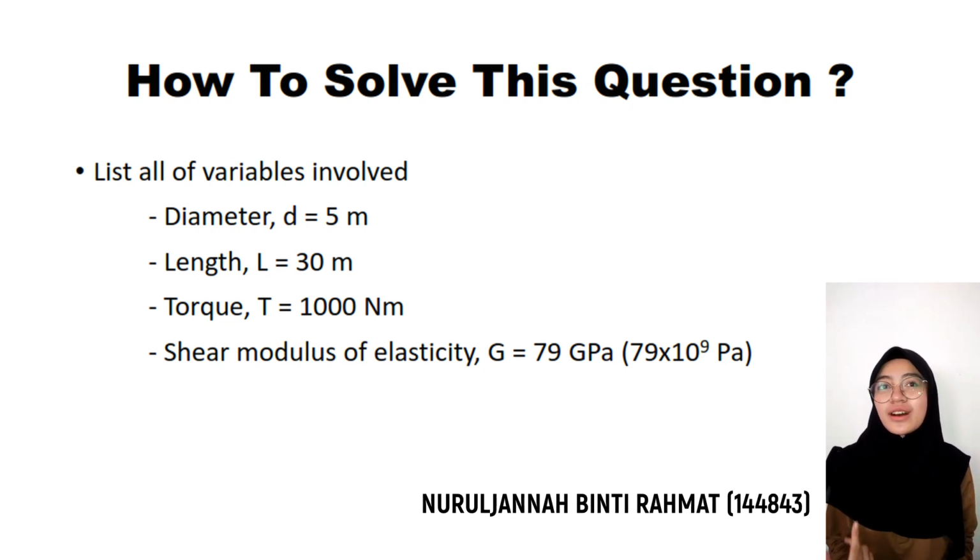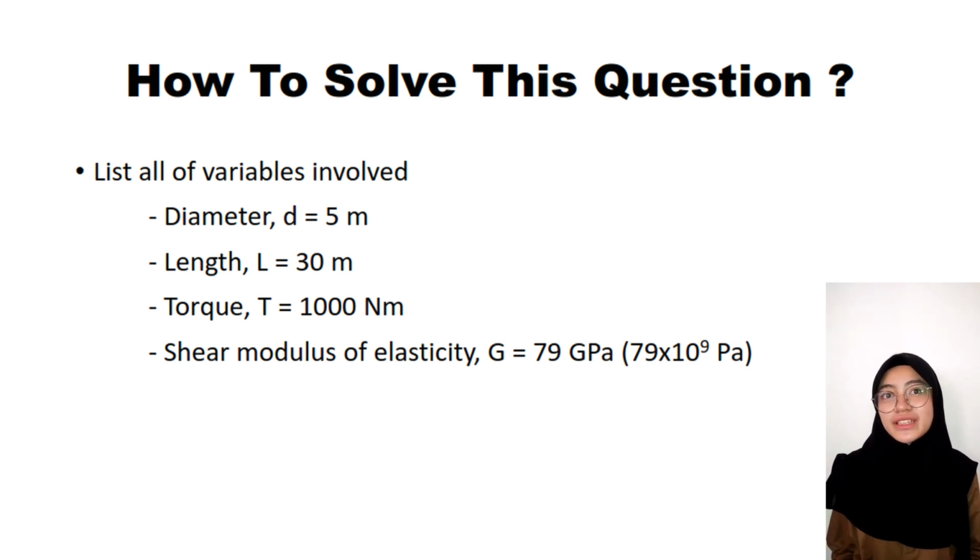First, list all of the variables involved. The first one is diameter, which is 5 meters, and the second one, length, is equal to 30 meters. The third one is torque, which is equal to 1000 Nm. And then the shear modulus of elasticity, G, is equal to 79 GPa.